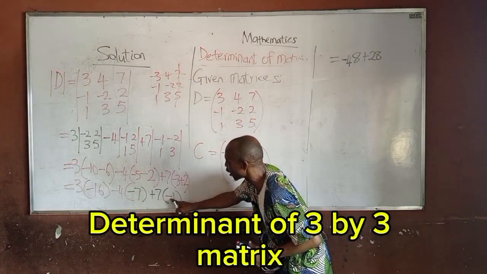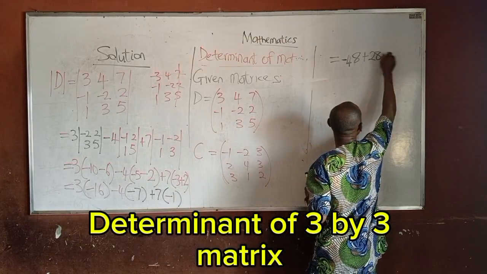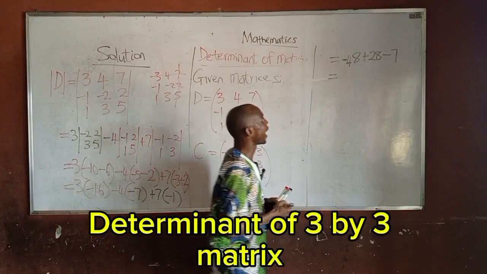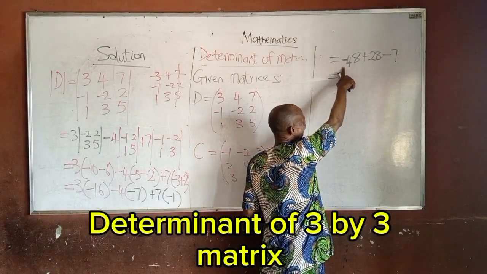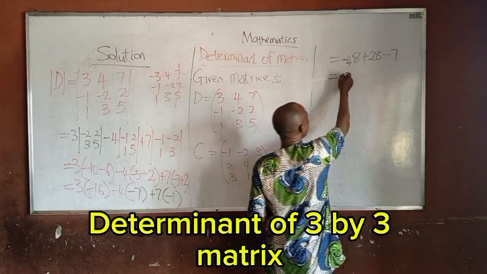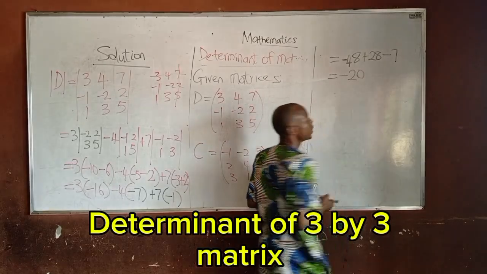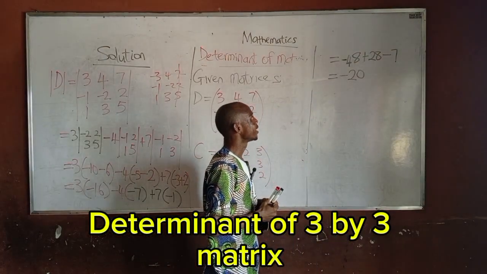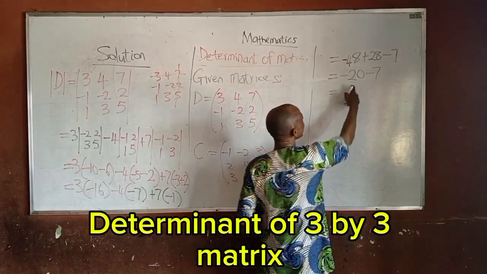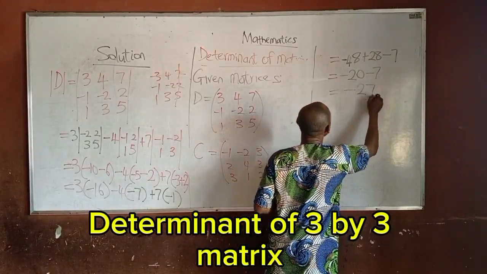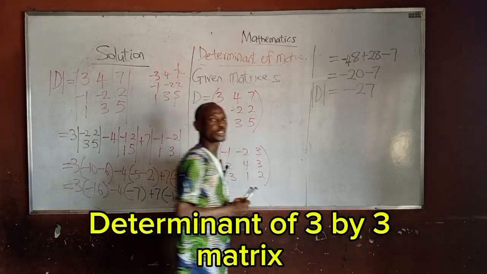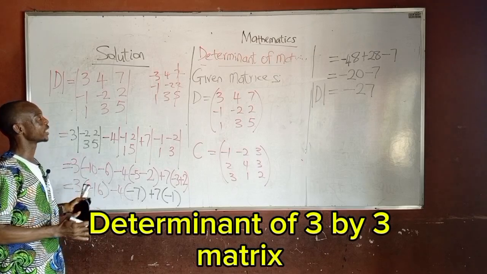Then we have plus 7 times minus 1. That gives us minus 7. Now let's look at that. Minus 48 plus 28 will give us minus 20. Minus 20 minus 7. So our answer is minus 27. So that is the determinant of D.